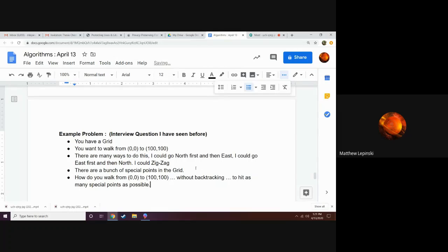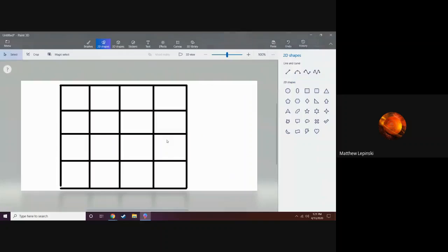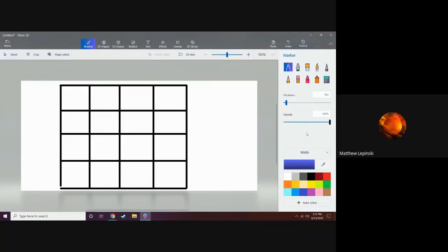Okay, so this is an optimization problem. There's lots of ways I can walk from 0, 0 to 100, 100. I want to find the one that lets me touch as many special points as possible. So if I have this grid here, then what I'm doing is I'm walking from, we'll say, this is 0, 0, and this is 4, 4. I didn't want to draw the whole 100 size grid.